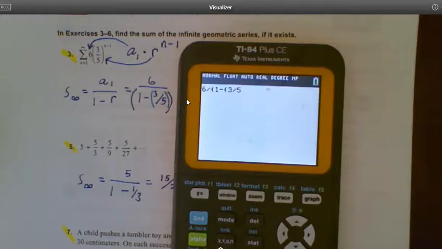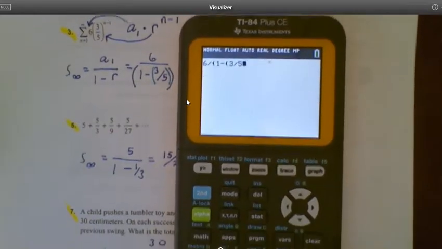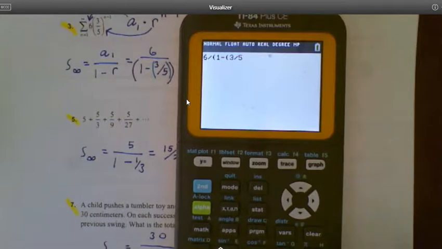And then close your parentheses twice because we opened it twice. So press this one. Yep. Again? Yep. There you go. So that's all we had to do to put it in. So our infinite sum on this is 15. Fitting. Pretty easy, right?